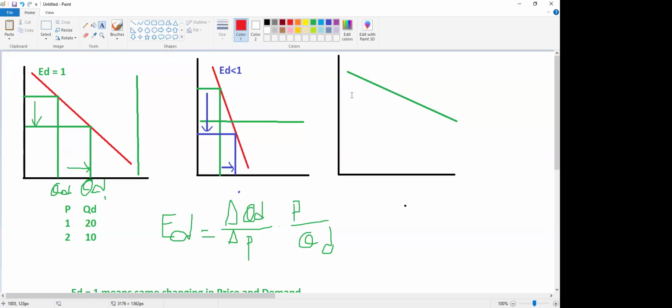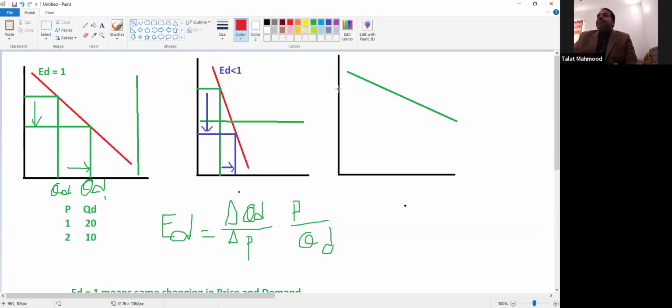Okay, great. So here we see that price was at this point and quantity demanded was here. So what will happen if there is a slight change in price? We have to check whether it is making the same change in demand, or a higher or lower change. You have to judge it by yourself.